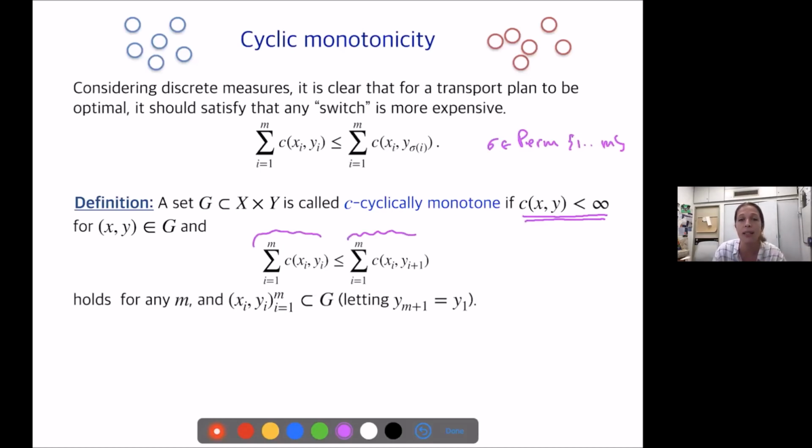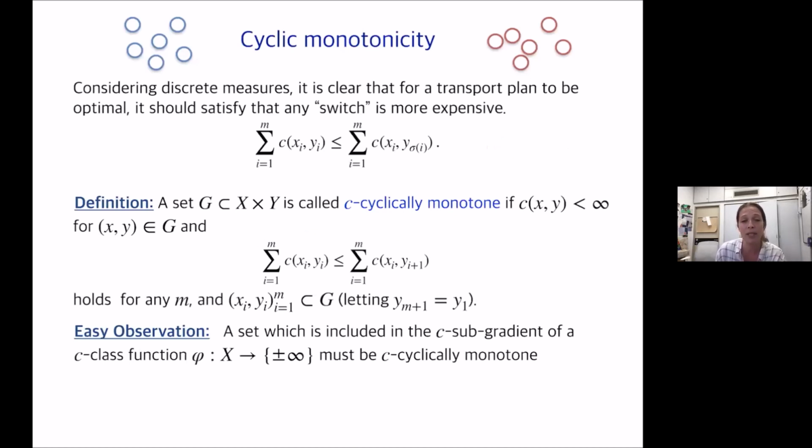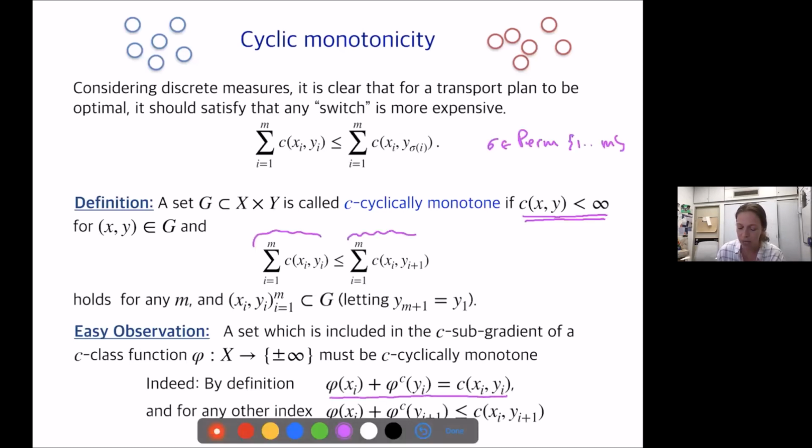You can forget everything else. This is just a definition of a property of a set, some geometric property of a set, but it's connected with the cost. So different costs induce different notions like this. An easy observation is that if you have a set G which is already in a c-subgradient of some function phi, then it's automatically c-cyclically monotone. Let's see why. By definition, being in the c-subgradient means that phi of xi plus phi c of yi is c of xi, yi.